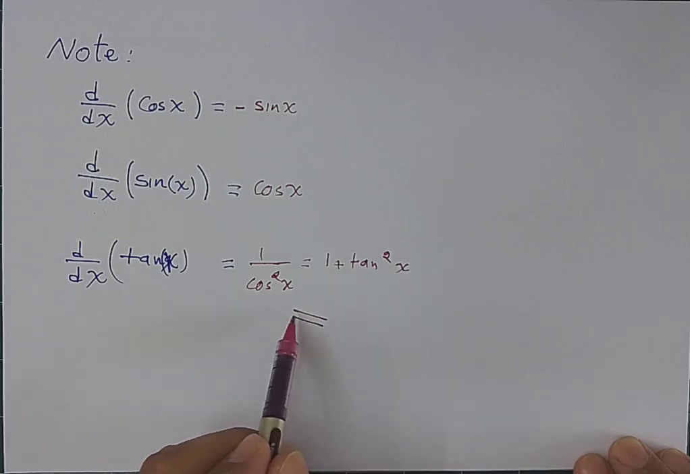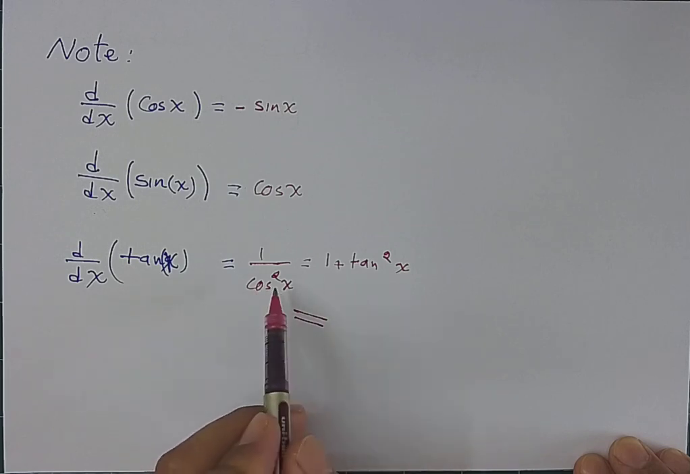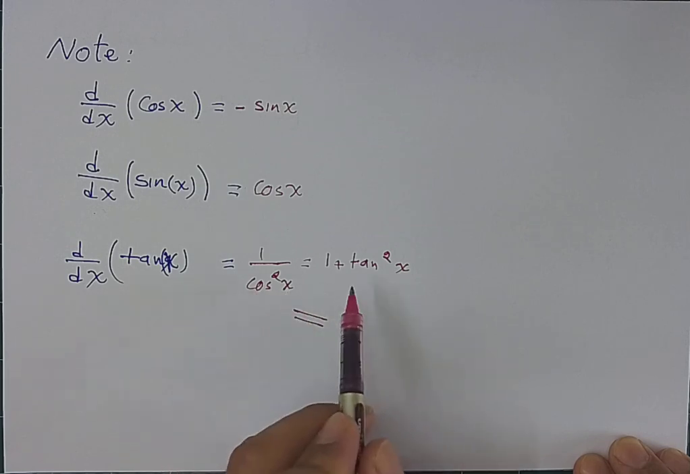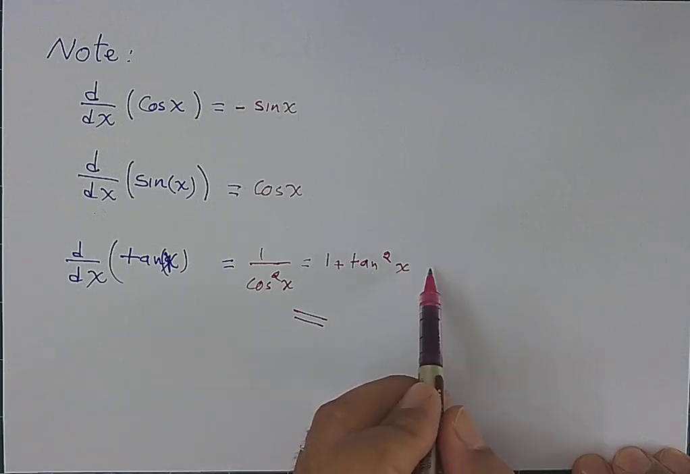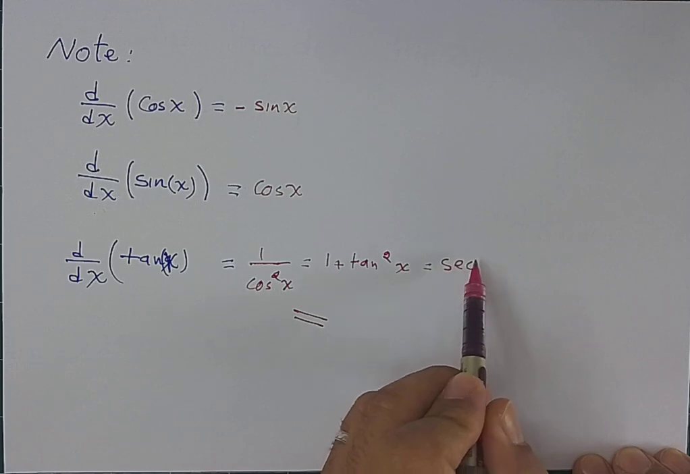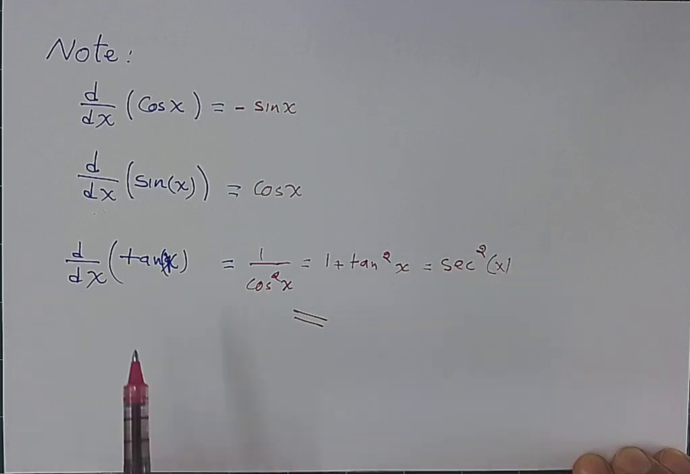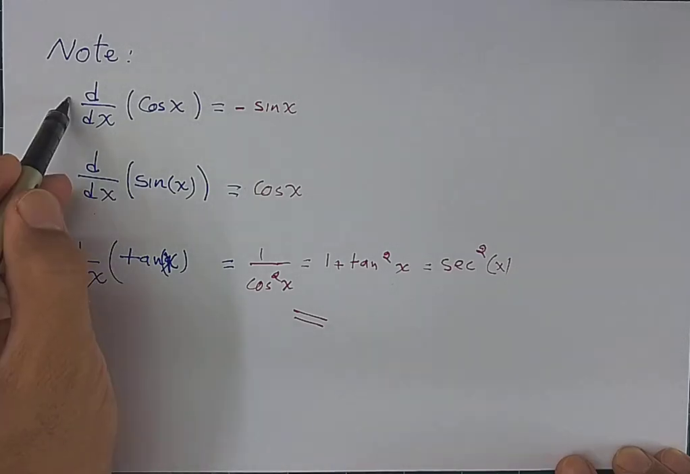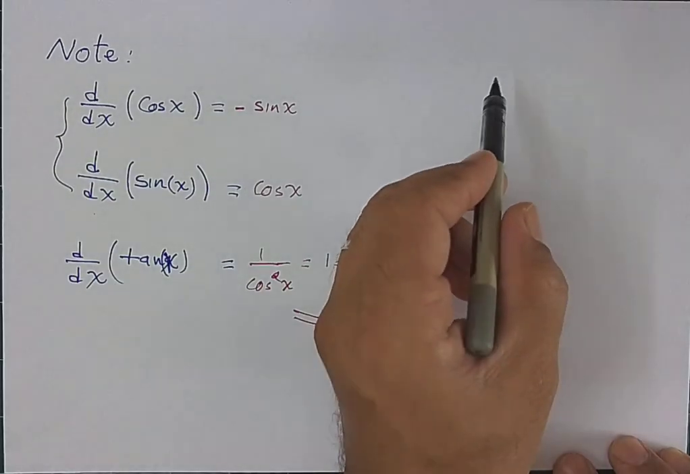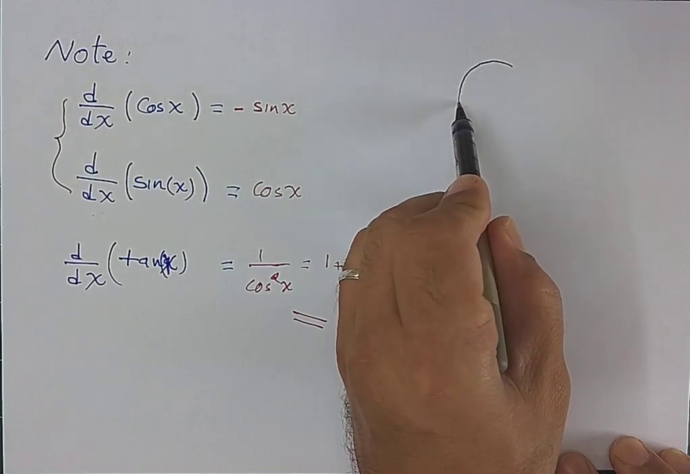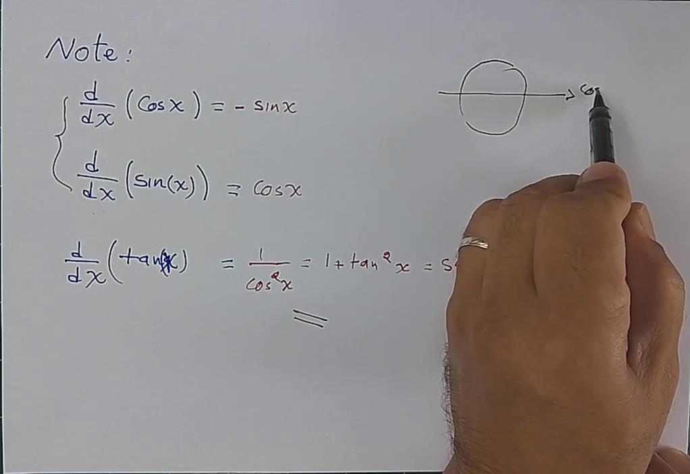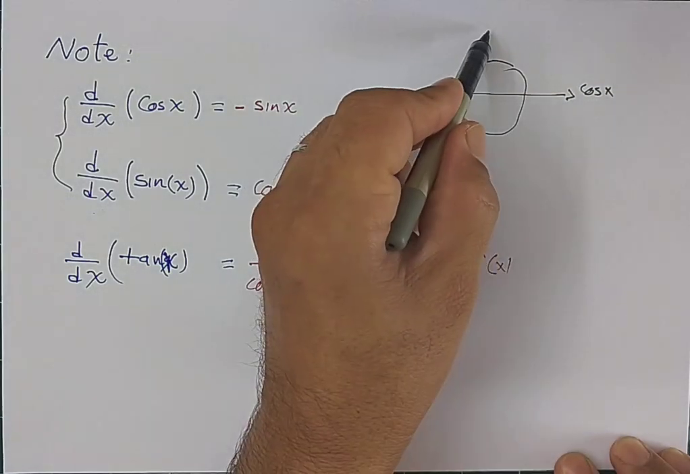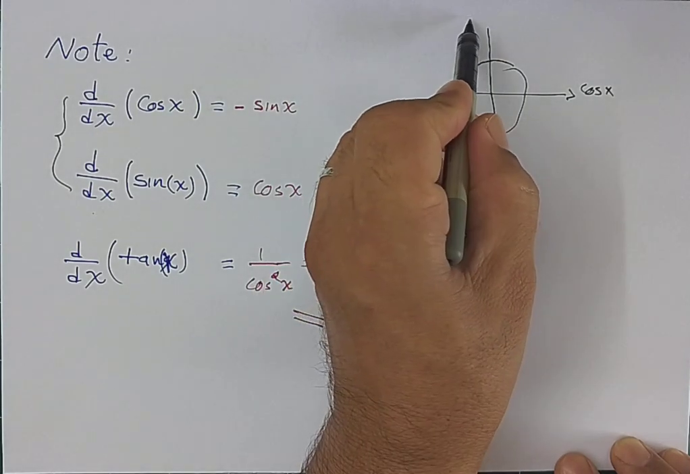We can prove this identity, how we get 1 plus tan square x. The last one is sec square x. So guys, I give you a trick to remember all of this. We have the trigonometric circle here, with cosine x here and sine x here.